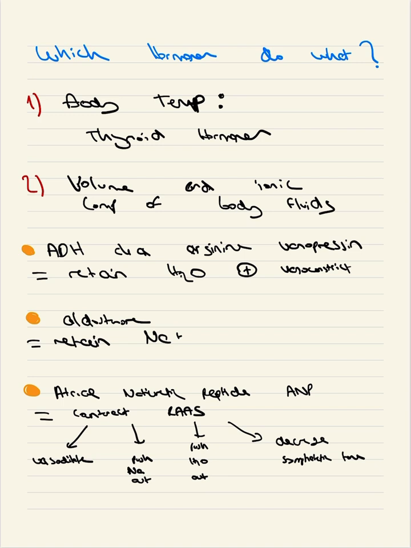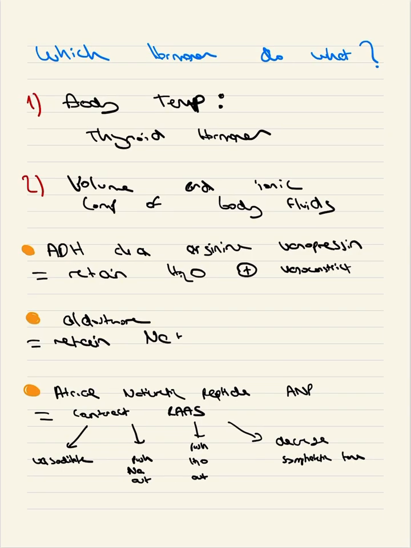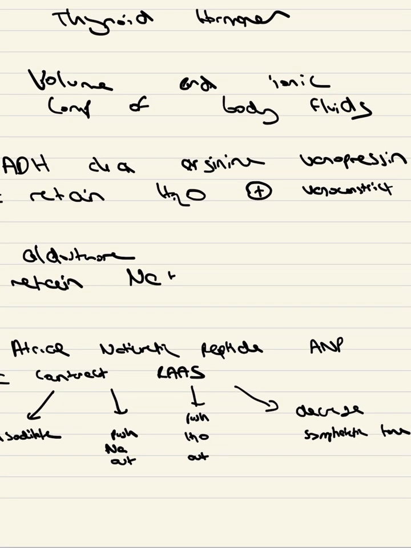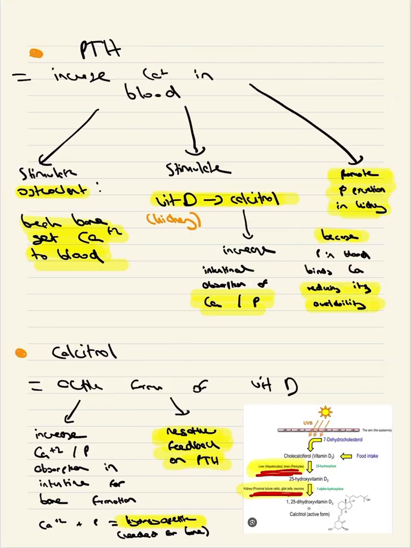Atrial natriuretic peptide will counteract the renin-angiotensin system, so it will do exactly the opposite of what the renin-angiotensin system does. So yeah, here we don't have it here, but basically it vasodilates, it will push sodium out, so it will oppose antidiuretic hormone and aldosterone because it also pushes water out, and it will decrease the sympathetic tone. Because the renin-angiotensin system, angiotensin 2, does the exact opposite, okay?